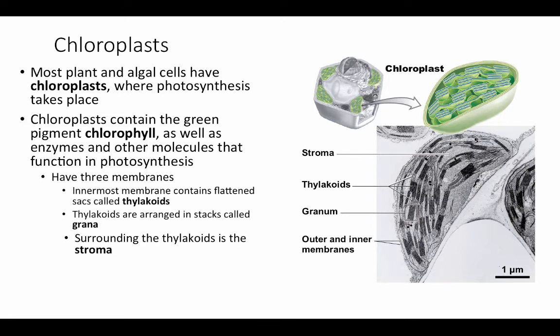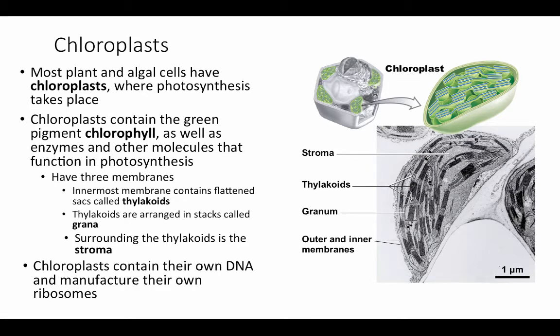The innermost membrane contains flattened sacs called thylakoids. So these sacs of membranes, they're often described as looking sort of like a stack of poker chips. And these stacks are called grana. Then surrounding the thylakoids is a space called the stroma. So this is just that interior fluid between these membranous sacs.